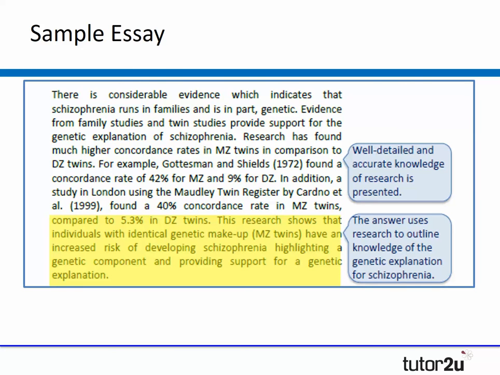And that's where what I've highlighted on the screen now becomes really, really important. So the research shows that individuals with identical genetic makeup, that's MZ twins, have an increased risk of developing schizophrenia, which highlights the genetic component supporting the genetic explanation. So while that may look on the surface as if it's an AO3 comment, it's actually really just concluding the AO1 section, and even though it's marked holistically now, this could be taken into consideration as AO1 content. So it's important they justify why they're using these studies.